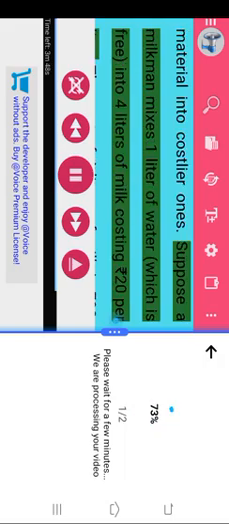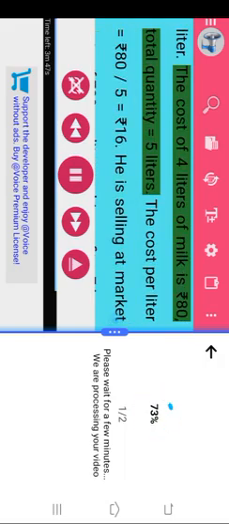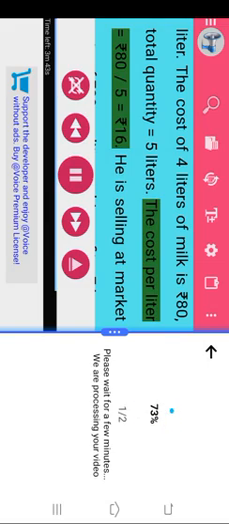Now let us consider dishonest mixing or adulteration, such as mixing cheaper material into costlier ones. Suppose a milkman mixes 1 liter of water, which is free, into 4 liters of milk costing 20 rupees per liter. The cost of 4 liters of milk is 80 rupees. Total quantity equals 5 liters. The cost per liter equals 80 rupees for 5 equals 16 rupees. He is selling at market rate of 20 rupees per liter, so his profit equals 4 rupees per liter, and profit percent equals 4/16 times 100 equals 25%.